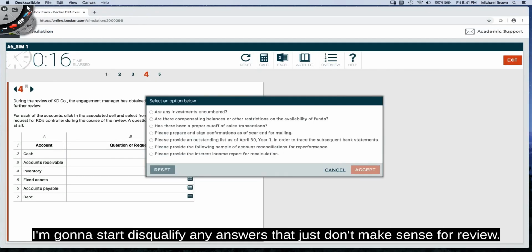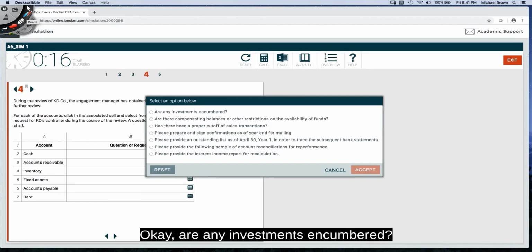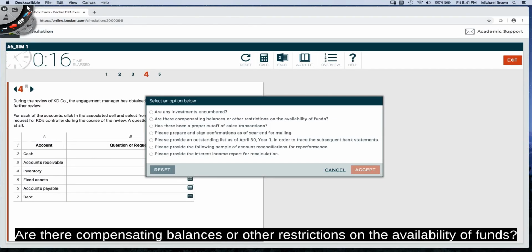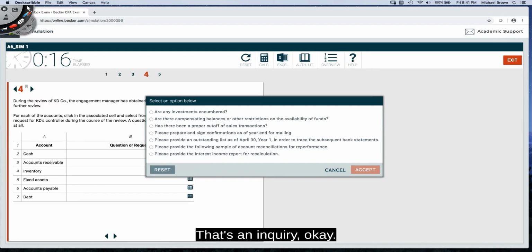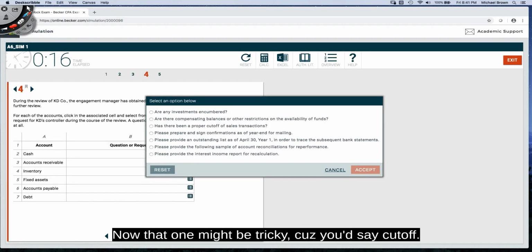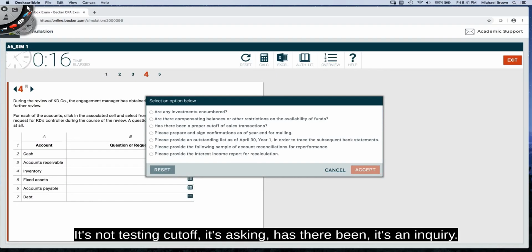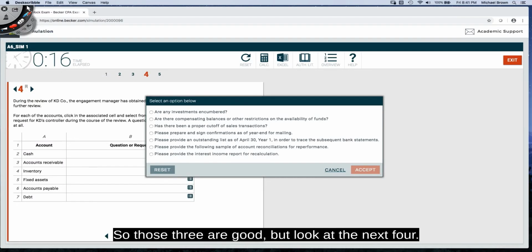All right, so I'm going to use my pen here. I'm going to start to disqualify any answers that just don't make sense for review. Remember, reviews, analytical procedures, and inquiries, that's what I'm looking for. Okay, are any investments encumbered? Well, that's a question. Okay, I can leave that one alone. Are there compensating balances or other restrictions on the availability of funds? That's an inquiry. Okay. Has there been a proper cutoff? Now, that one might be tricky because you'd say, ooh, cutoff. That's a financial statement assertion. That sounds like an audit procedure. It's not testing cutoff. It's asking, has there been? It's an inquiry. So those 3 are good.